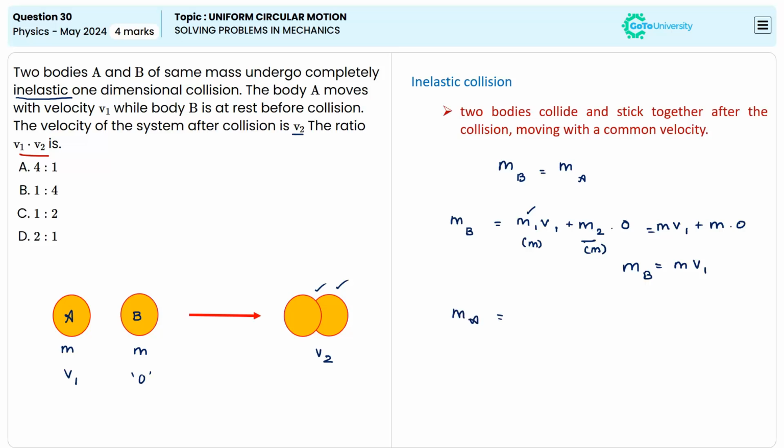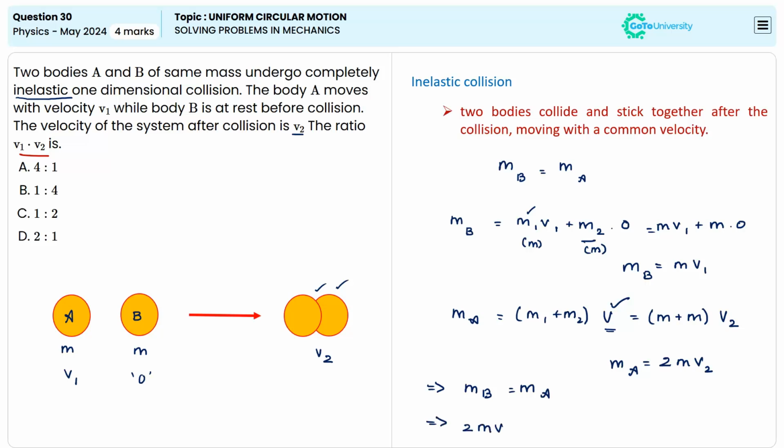The momentum after collision is equal to m1 plus m2 times v. Since we have the same mass, we can write m plus m, and the v here represents the final velocity, which is given as v2 in the question. So the momentum after collision will be equal to 2m v2. We said already the momentum before collision will be equal to the momentum after collision. From that we can write 2m v2 will be equal to m v1.